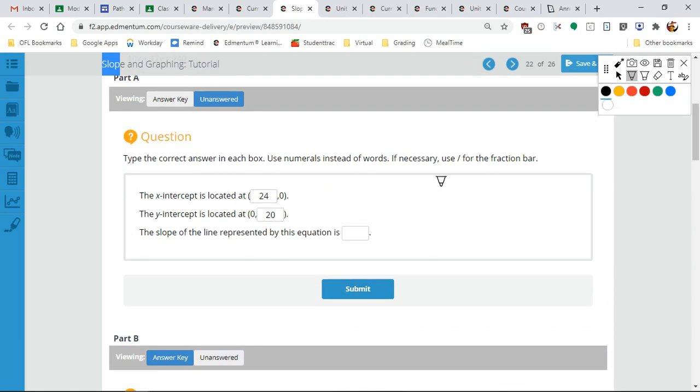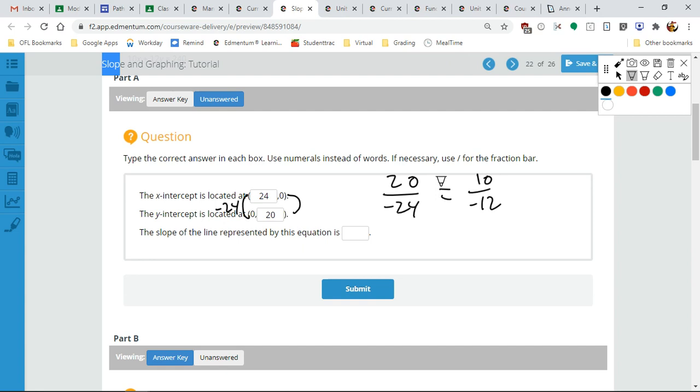So the next step is to figure out our rise over run. Well, if I'm looking at this, if I'm going from 0 to 20, my rise is 20. But if I look at the other one, I'm going down 24. So first thing I want to do is I'm like, well, I know I can divide these by 2.